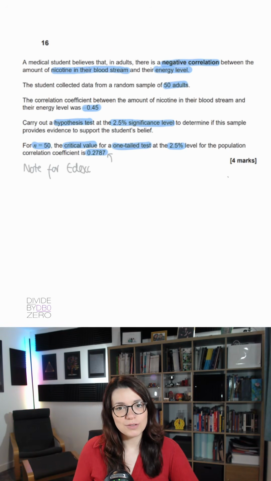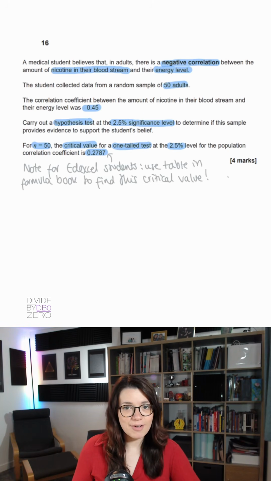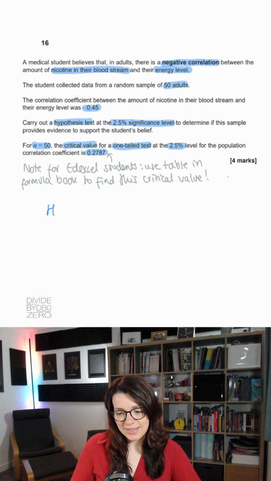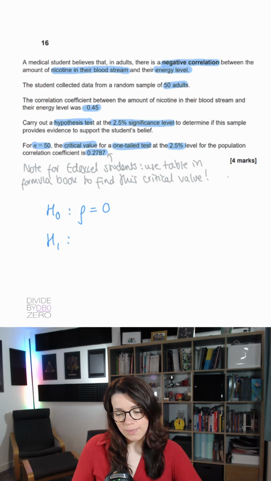Just a note for Edexcel students, you would need to use the back of your formula book to find this critical value. Now, to carry out the hypothesis test, we always start by writing our hypotheses. So in this case, H0 will be rho equals 0. That's always the same H0 for any PMCC hypothesis test. H1, the alternative hypothesis, depends on the question, but in this case, we're investigating a potential negative correlation. So let's say rho is less than 0.